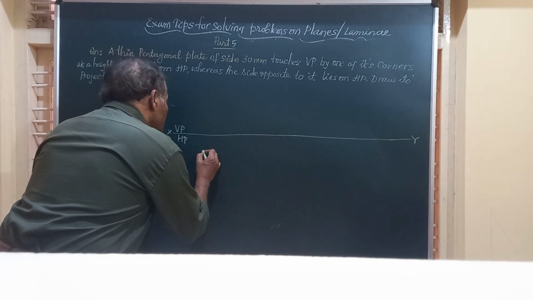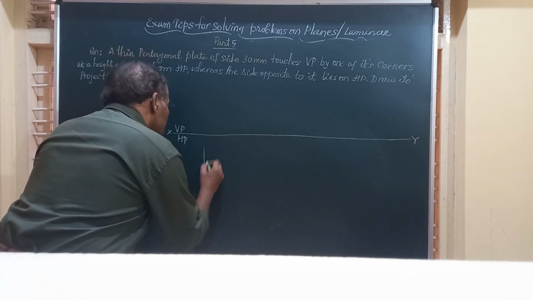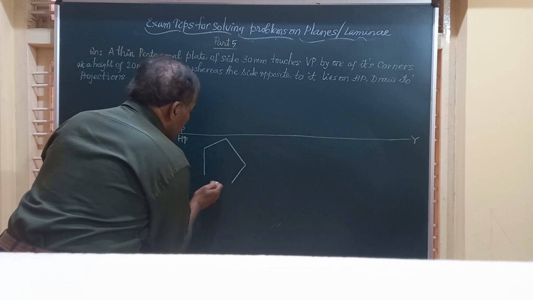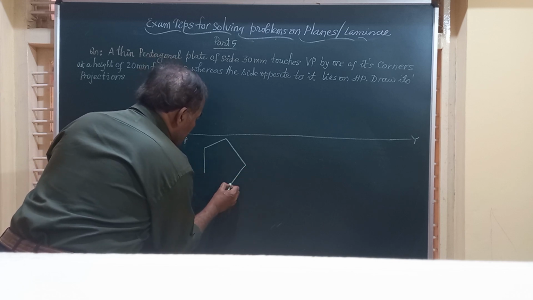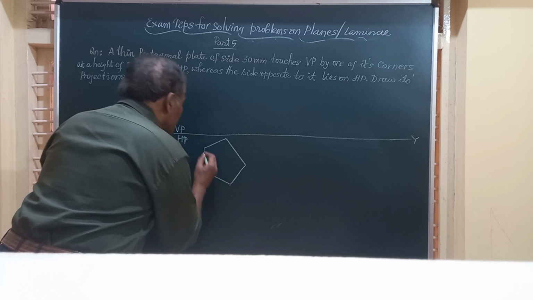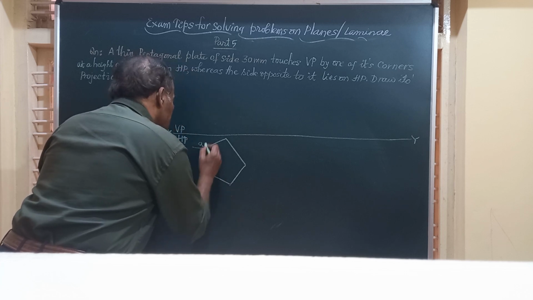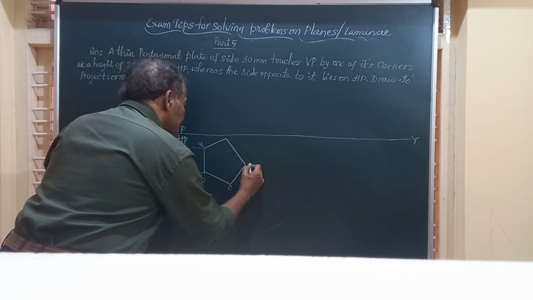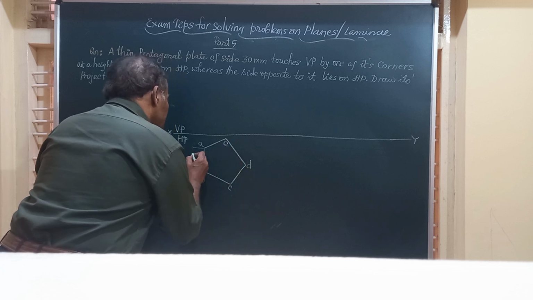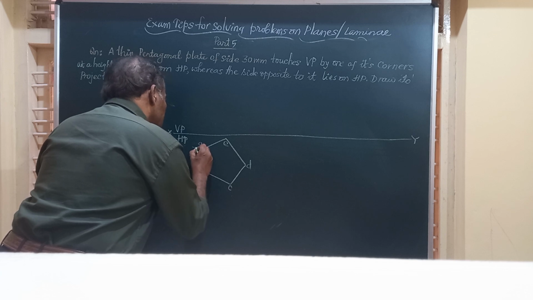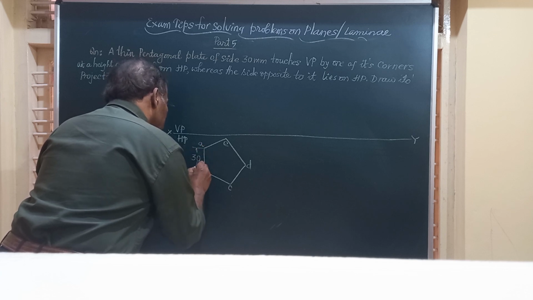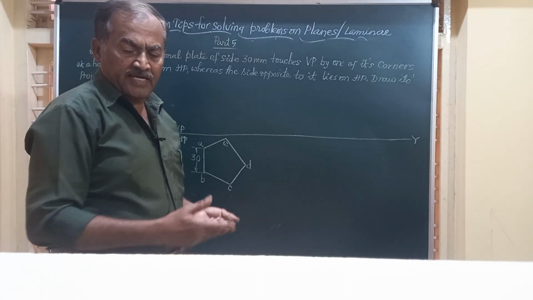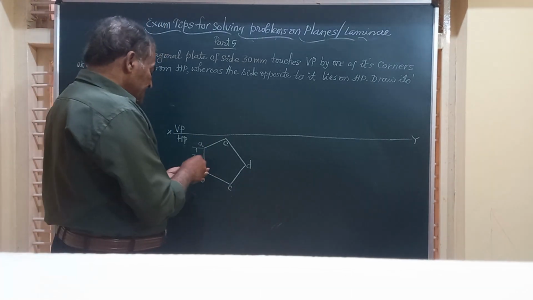So friends, we will have a pentagon as the top view of the lamina which is resting on HP with this side, say this AB, normal to VP. We will call this ABCDE, and this has a measurement of 30 millimeter as per the specification in the problem. Friends, as usual, it is seen as a line in the front view.